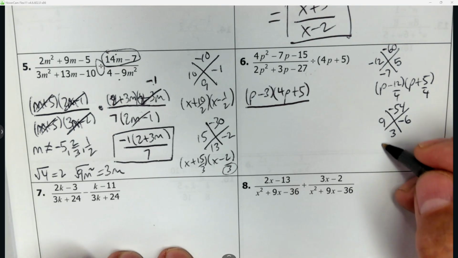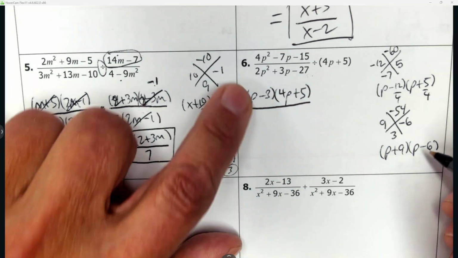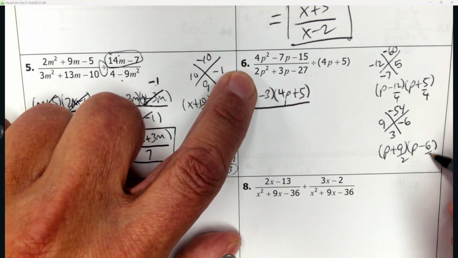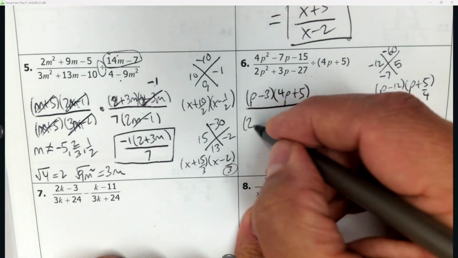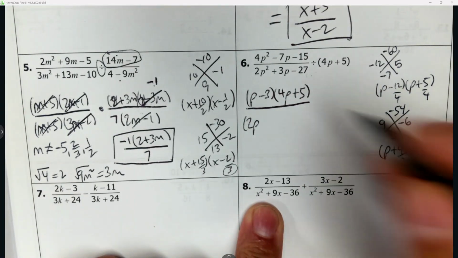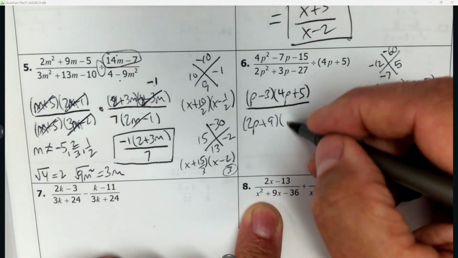And again, I'm going to have to divide. So I have 9 and negative 6, and I'm going to divide by 2. So 9 divided by 2, the 2 goes in front, and that's 2p plus 9. Here, 6 divided by 2 is 3. That's p minus 3.